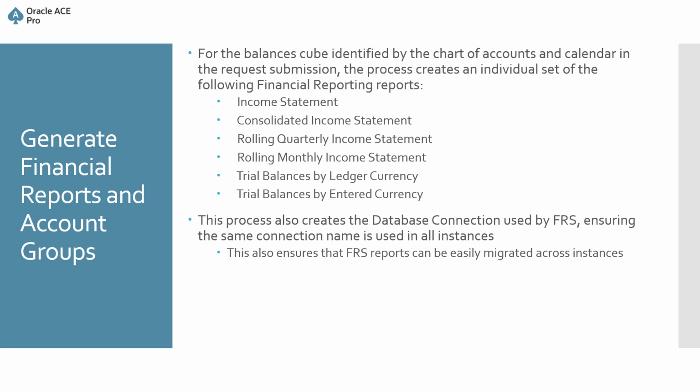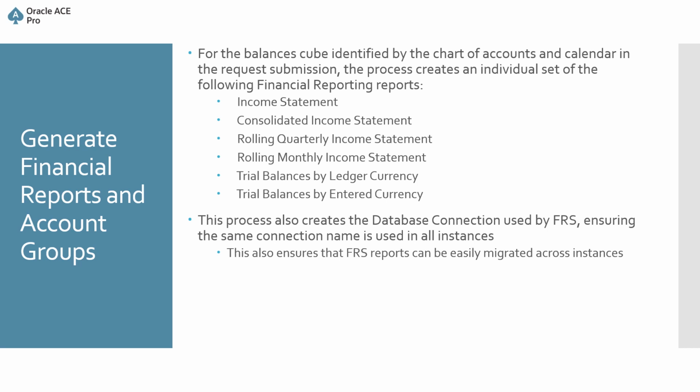But it creates that database connection, as I said, and that is used by FRS. You want to ensure that you've got the same connection across all instances. You may see this if you had somebody that put in your implementation that didn't know what they were doing or wasn't sure at the time. You might see a database connection called prod. That's a bad idea because when you do a clone, that database connection will still be called prod.